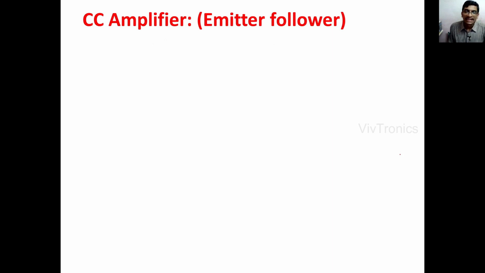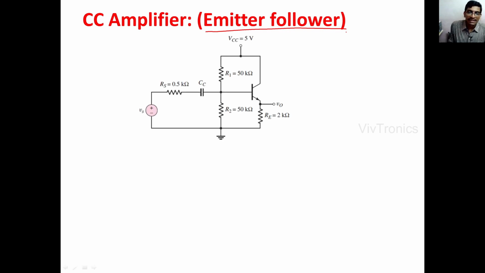Hello students, in the last class we have seen the AC load line analysis and the maximum symmetrical swing concepts. In this class we are going to start with the CC amplifier, which is also called the emitter follower, because we are going to take the output across the emitter terminal. This is the modified version of the CC amplifier, which is called the emitter follower.